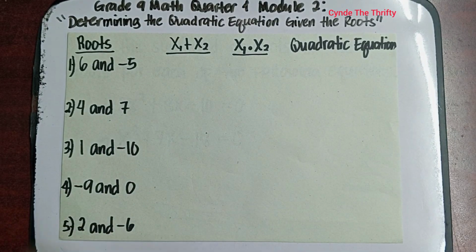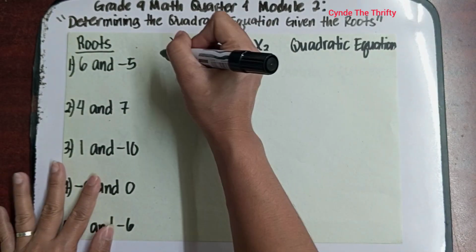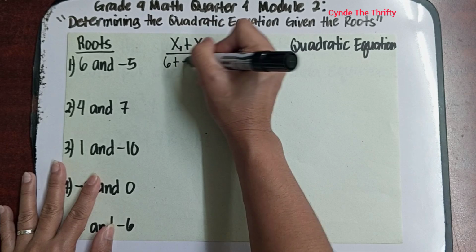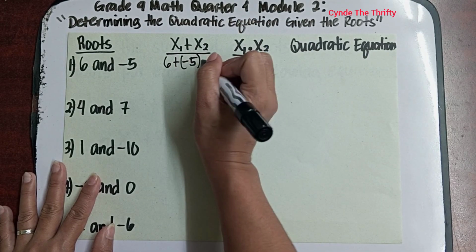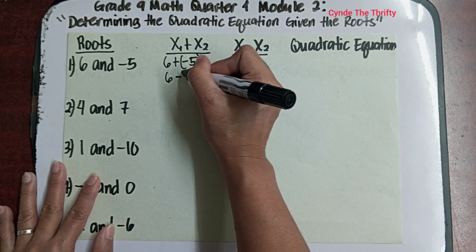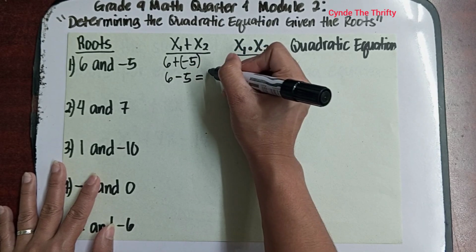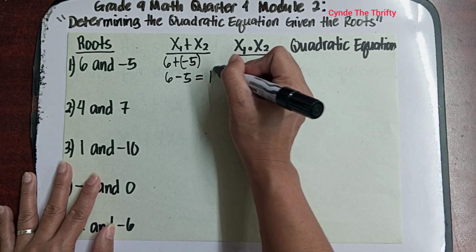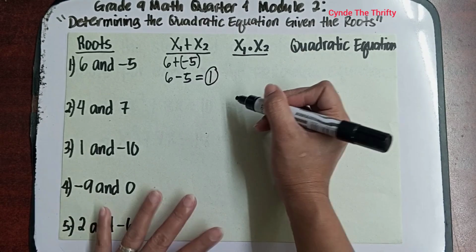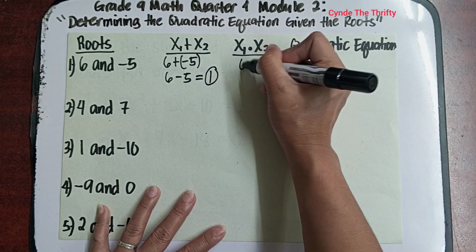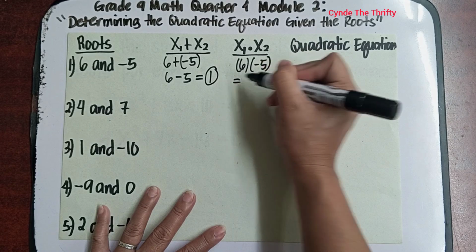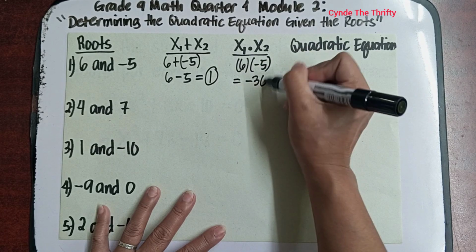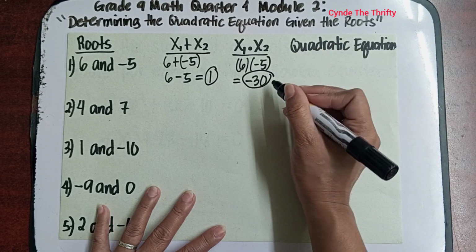Okay, so ang ating sum of roots is 6 plus negative 5. So ang sagot natin is 6 minus 5 is equal to 1. So ang sum of roots natin is 1. Now ang product of roots naman is 6 multiplied by negative 5 is equal to negative 30. Okay, so ito yung product of roots natin.